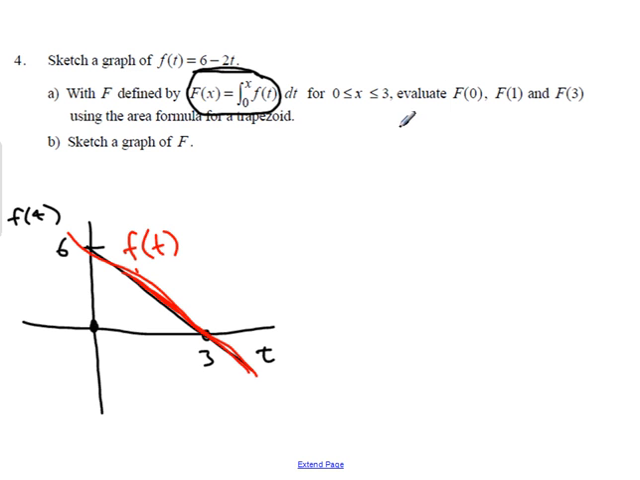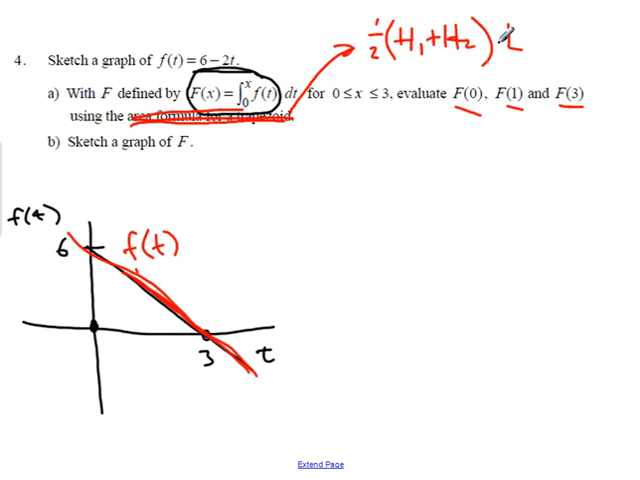evaluate the following: f of 0, f of 1, and f of 3, using the area formula for a trapezoid. Well, I'm not going to do it using the area formula for a trapezoid. We know that the area of a trapezoid is 1/2 height 1 plus height 2 times the length. Instead, what I'd like to do is think about generating an equation for f of x and then plugging in these points.